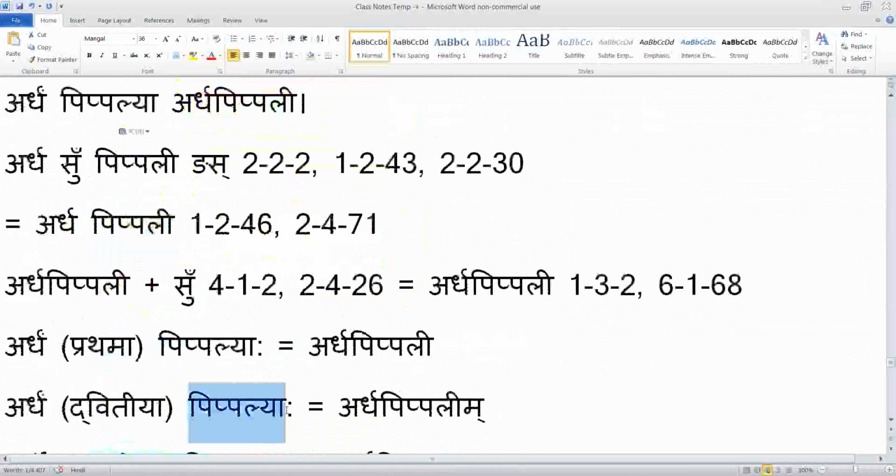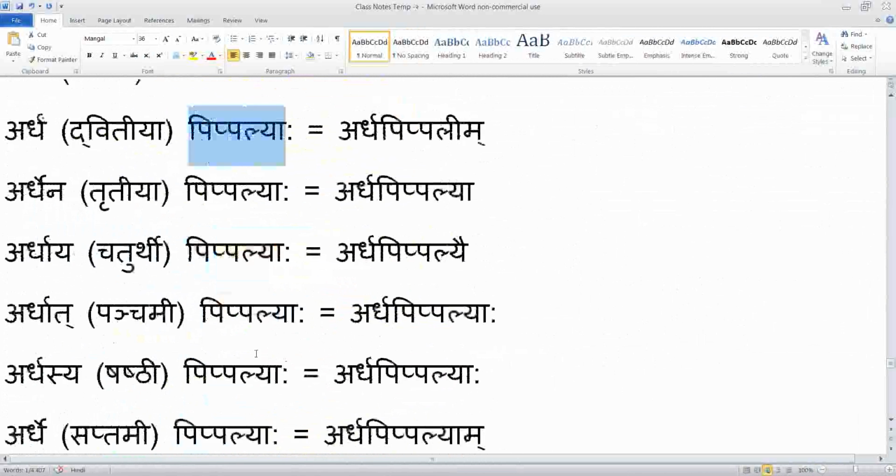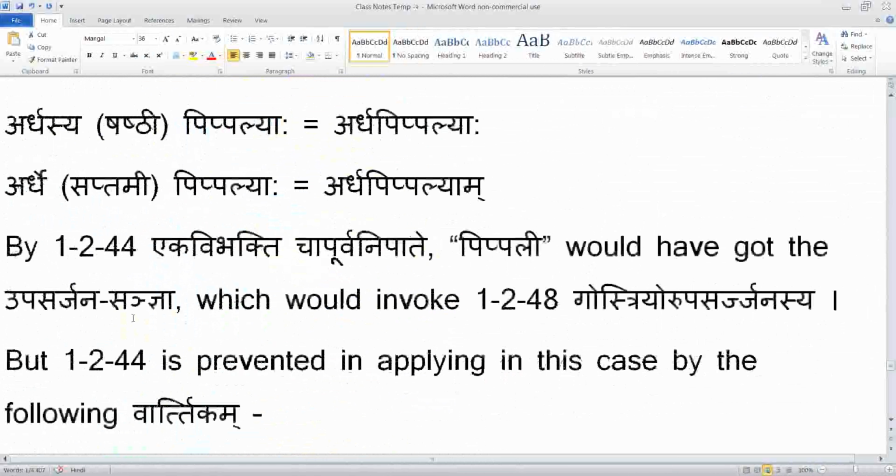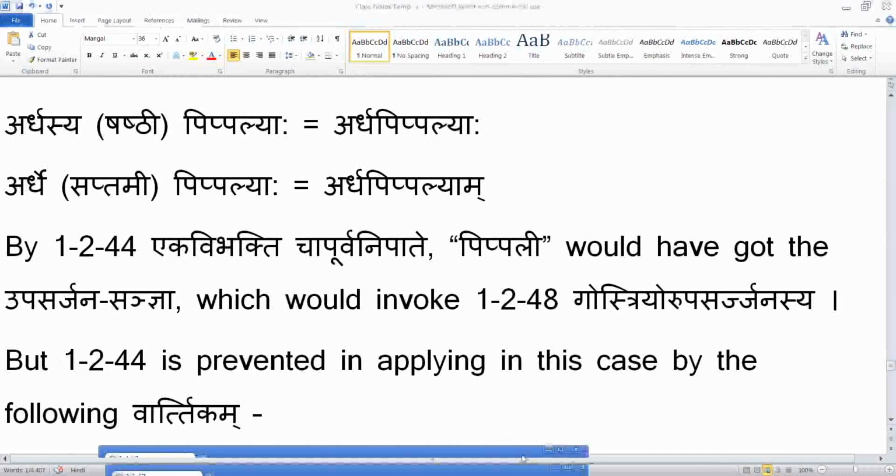The problem is that there is a sutram which says go striyor upasajanasya. If you have the word go, or a feminine word which is upasajana at the end, then that will become hrasva. One more time, if something has upasajana sanya, let's look at the vritti of 1248 for a second.